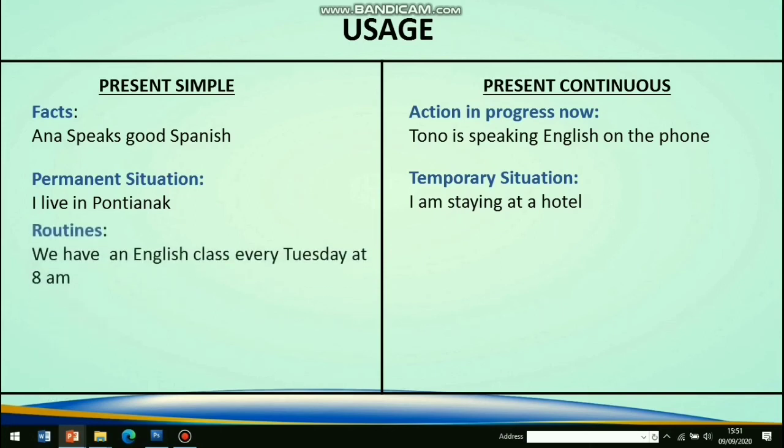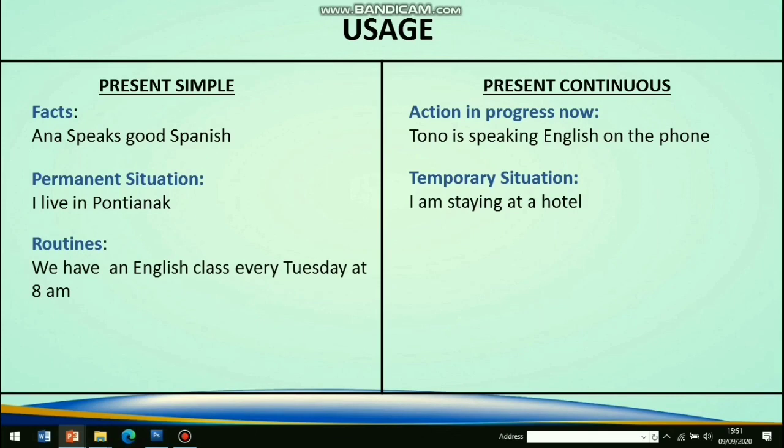Next, the third one. We use present simple to talk about routine activities. For example, we have an English class every Tuesday at 8 a.m. These are regular actions. Every Tuesday, we're going to have an English class. But when I say we're having an English class, it means right now, at the time of speaking, we are in an English class.